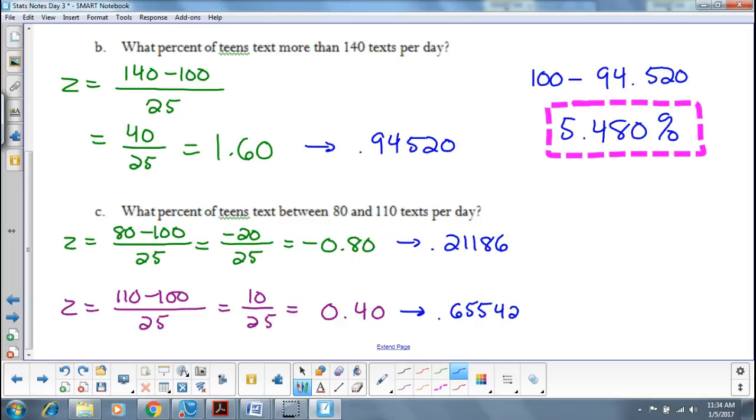Both of those are below, so what do I have to do with those? Subtract them. So 65.542 minus 21.186 gives 44.356. Make sure we check it. 2, carry the 1, 4, carry the 1, 5, 5, and 6. Yep.